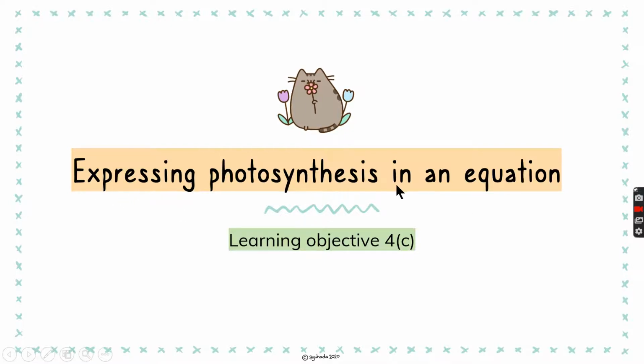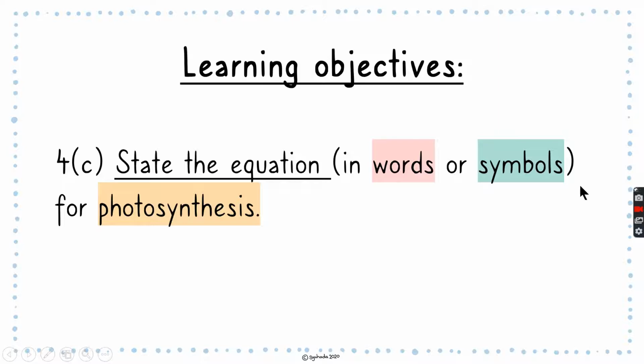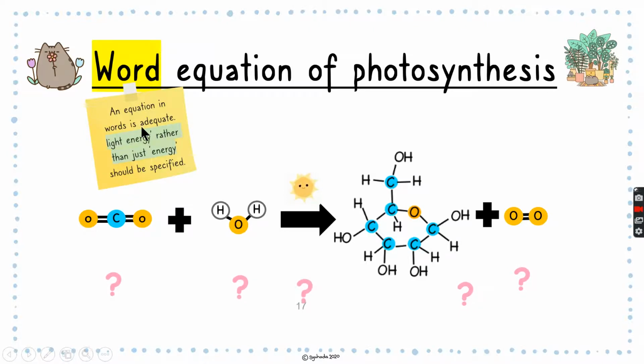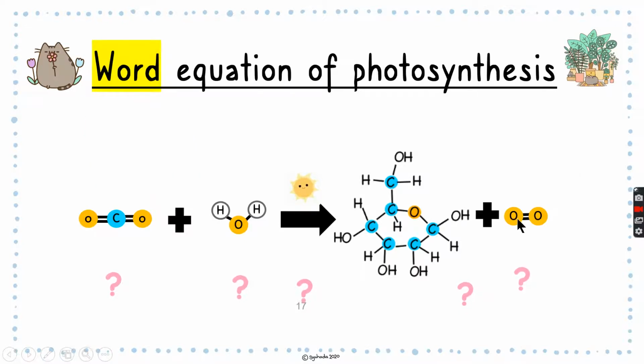So how do you express this photosynthesis in an equation? This is related to the learning objective for C. In O levels, you need to express this in words or symbols. What I'm showing you are pictures, and they represent the structural formula of all the molecules involved in photosynthesis. You can see here CO2, which refers to carbon dioxide. And you have water here, and this crazy part right here is your glucose, and that's oxygen.